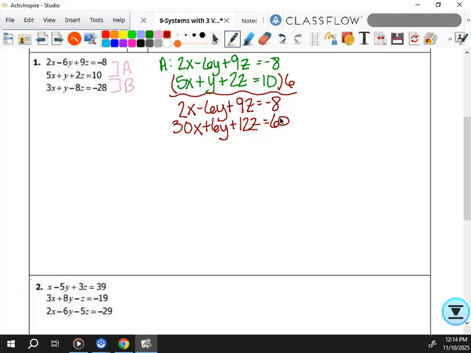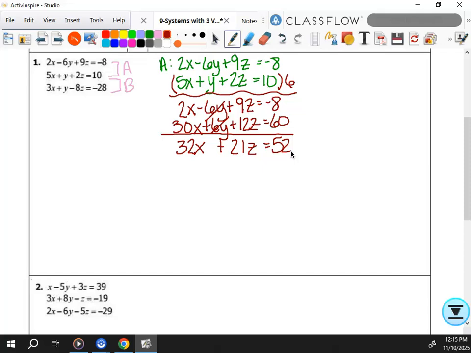Okay. All right. So then I'm going to combine them, and this is going to give me 32x. Then the y's zero out, and then that's going to be plus 21z equals 52. Okay. Now I have two variables in that one equation there. So I'll just pause on that for a minute.